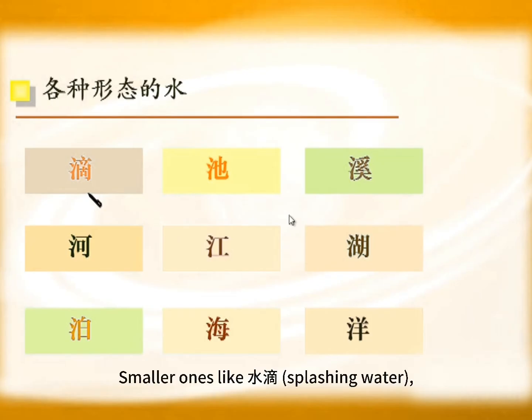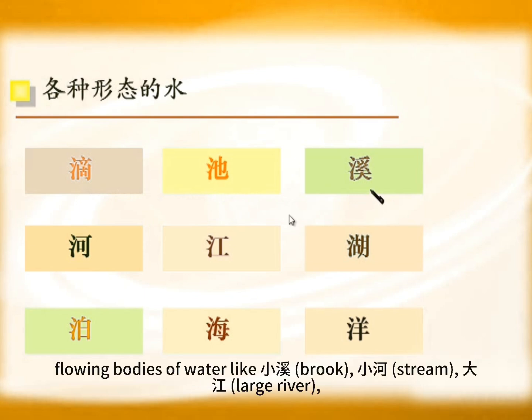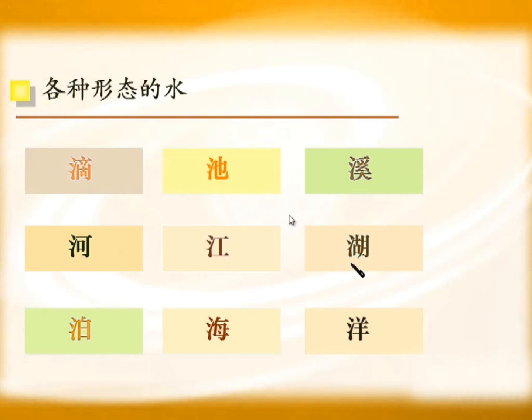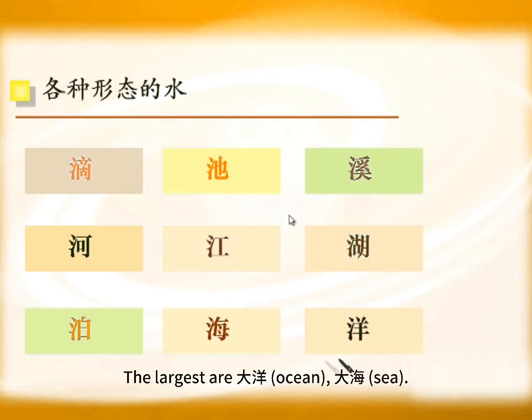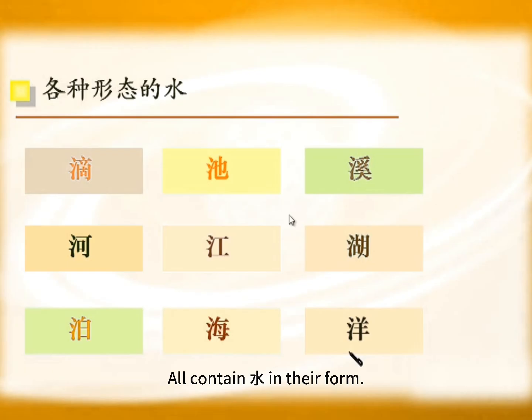Smaller ones like 水滴, splashing water. Larger ones like 水池 pond. Flowing bodies of water like 小溪 brook, 小河 stream, 大江 large river, and still bodies of water 湖泊 lake. The largest are 大洋 ocean, 大海 sea. All contain 水 in their form.